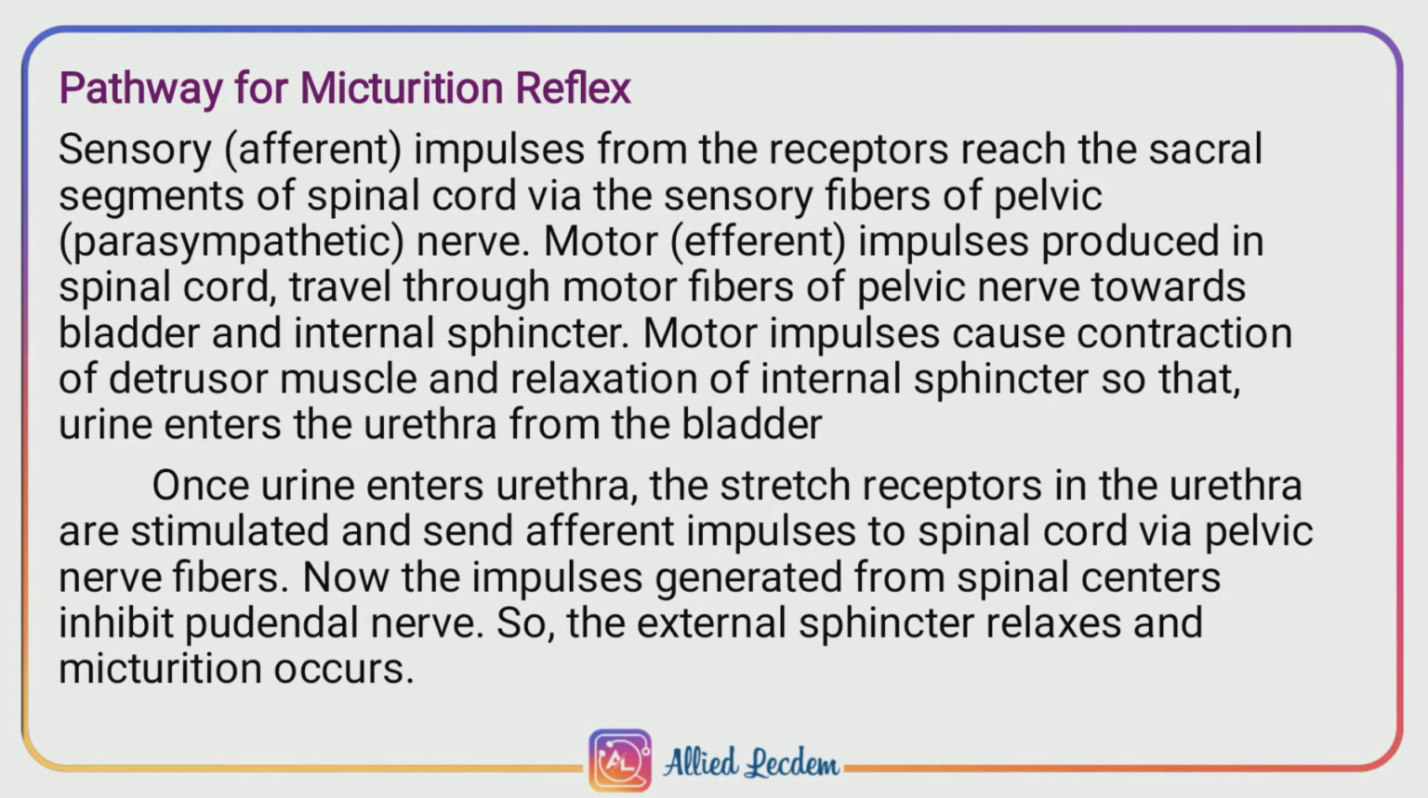Once urine enters the urethra, the stretch receptors in the urethra are stimulated and send afferent impulses to the spinal cord through pelvic nerve fibers. Now, the impulses generated from spinal centers inhibit the pudendal nerve. So, the external sphincter relaxes and micturition occurs.